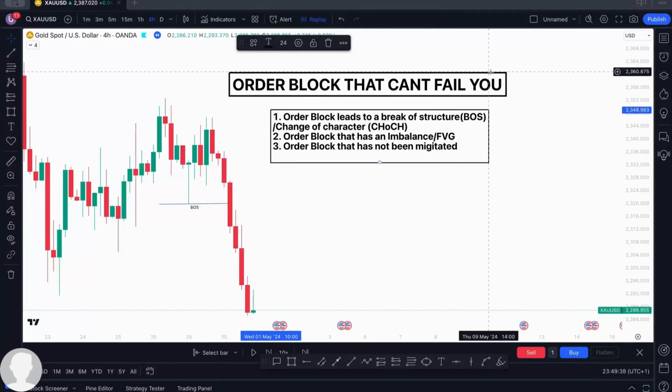So today's topic is the order block that can fail you. This is a guide on how to know a quality, valid, and strong order block.